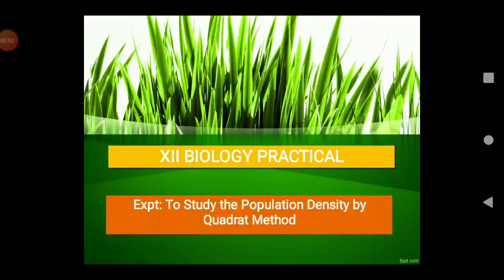Good morning, students. Let's begin our practical of Biology 12th Standard: experiment to study the population density by quadrat method. Now, what do you mean by quadrat? A quadrat is a small area, and we are going to study the plant species population density by the quadrat method.